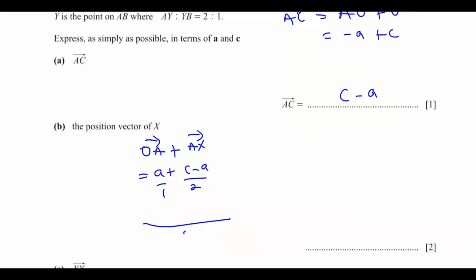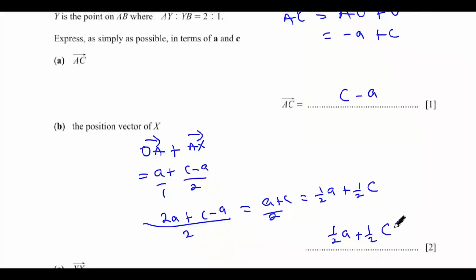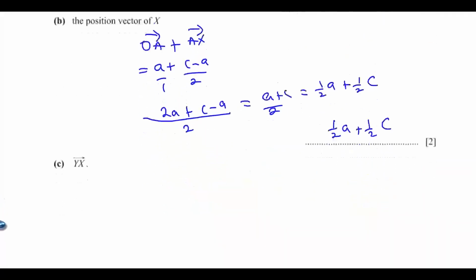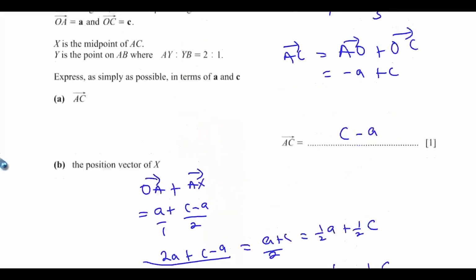LCM of 1 and 2 is 2. 1 into 2, 2 times A, we have 2A, plus 1 times C minus A will give you C minus A. So if you simplify this, 2A minus A, you have A plus C over 2, which could be written as 1 over 2A plus 1 over 2C. Now, find YX.